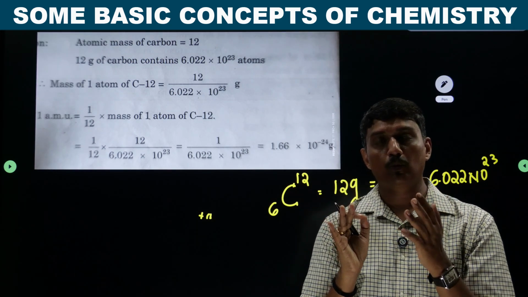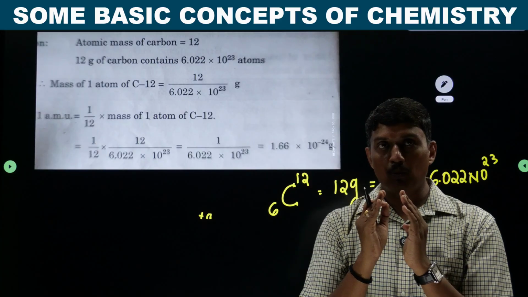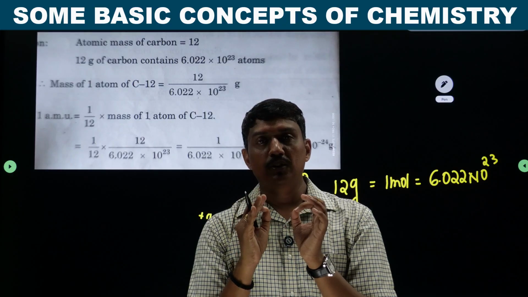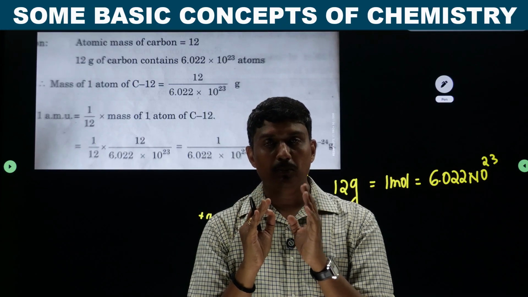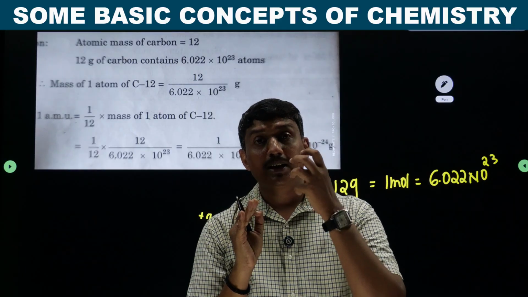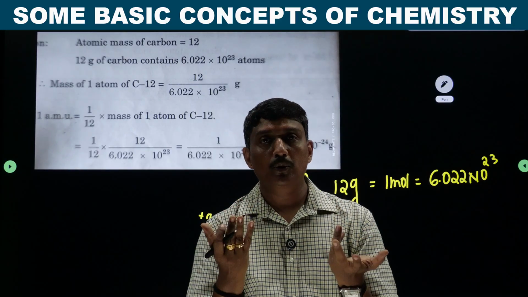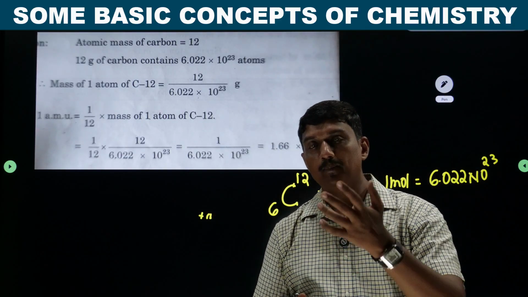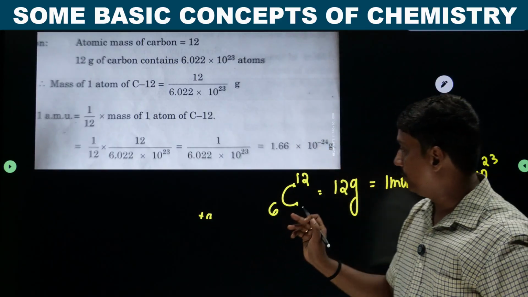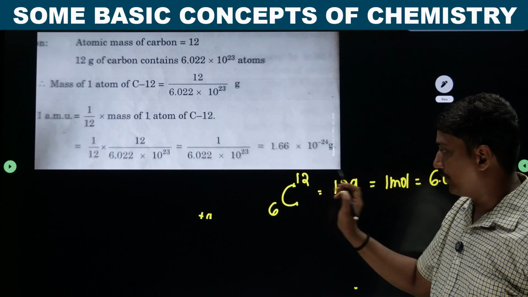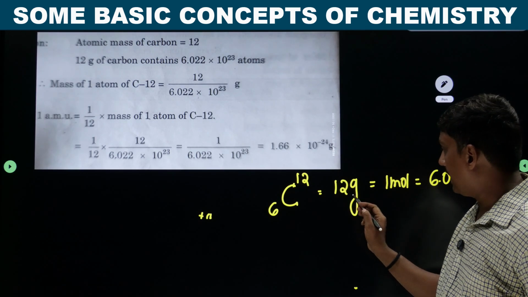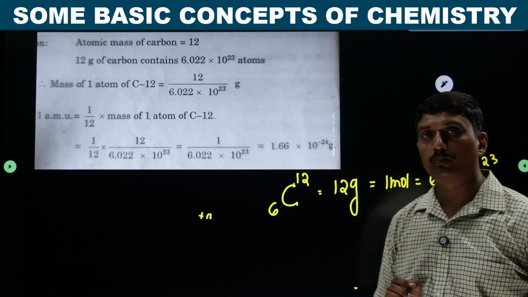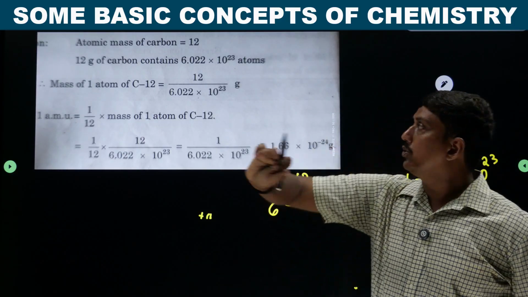What is the meaning of 1 mole? 1 mole means the amount of substance, which may be an atom, molecule or anything, equal to 6.022 into 10 to the power 23. To get a mole of a substance, what to do? 1 mole of a substance is equal to its gram atomic mass or gram molecular mass. So here the gram atomic mass of carbon is 12. If you take 12 grams, that is equal to 1 mole, and 1 mole consists of Avogadro number, 6.022 into 10 to the power 23. So this part is clear.